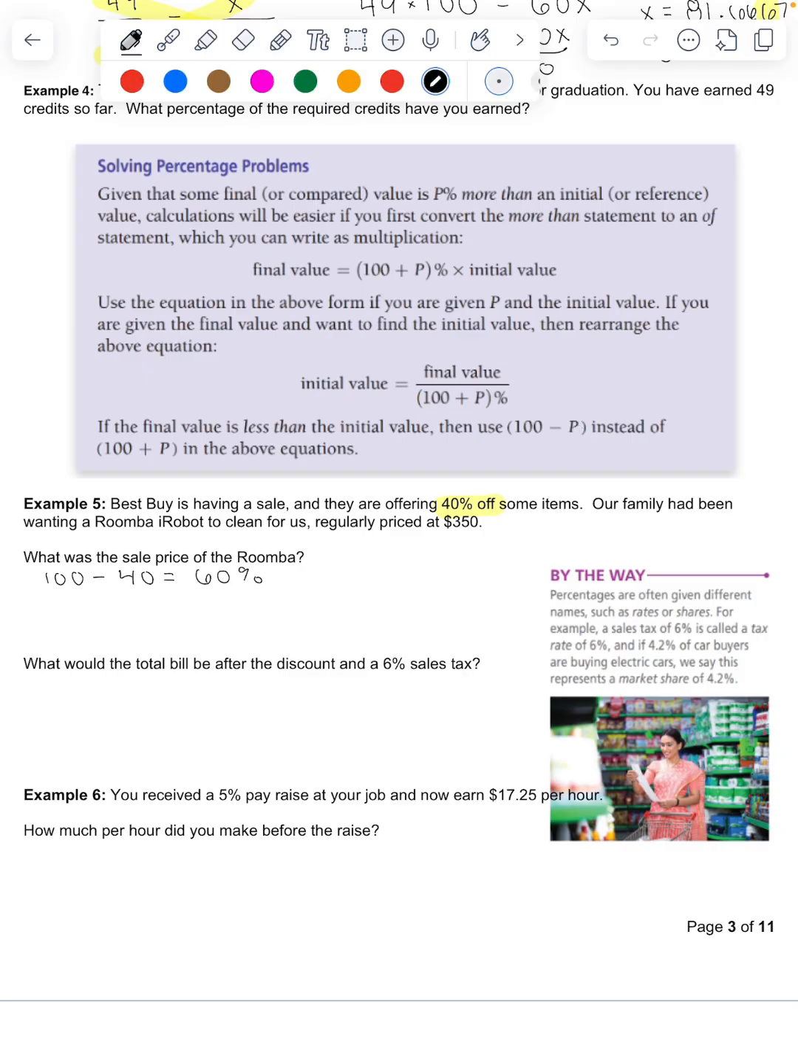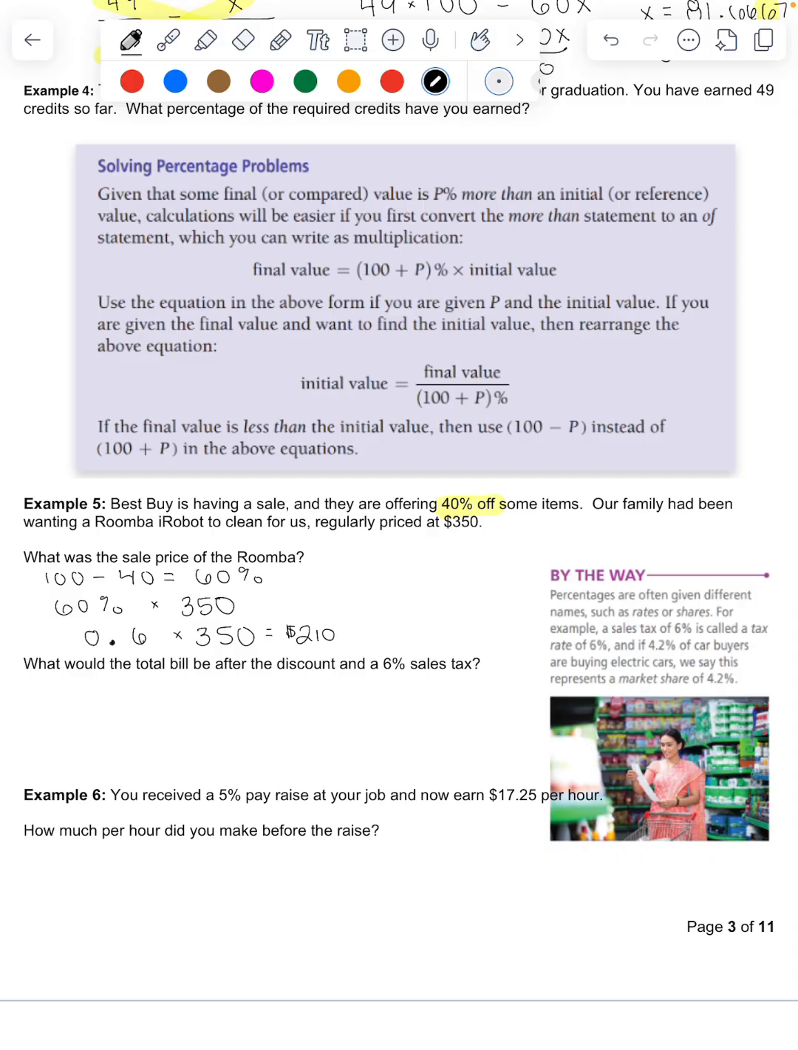So I can do 60% times my initial value, which is $350. Now I don't put 60% in my calculator. I put 0.60 times 350. And I get my sale price is $210.